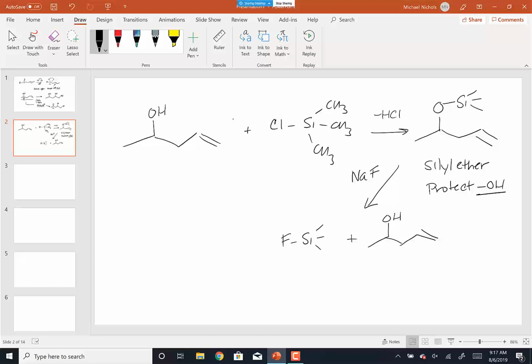So does this make sense? This wasn't on the alcohols exam, but it could be on next Monday's exam. So this is how we protect an alcohol. Okay. All right.